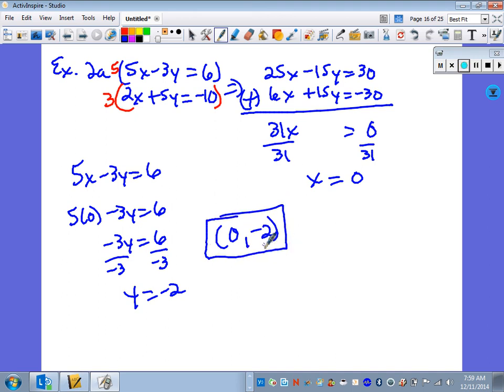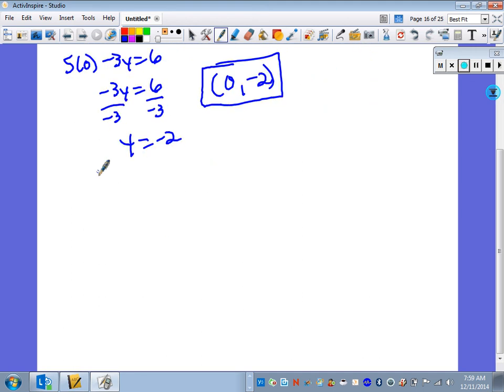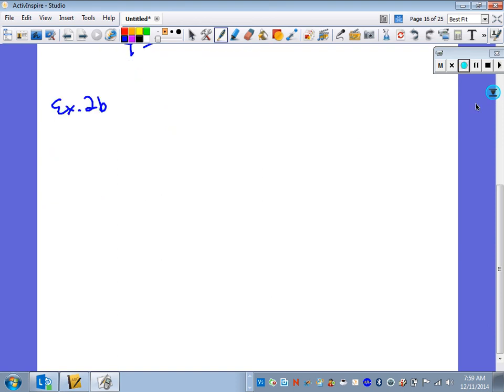Okay? Again, feel free to rewind, pause, whatever you need to do. Let's go down and let's do 2b. Okay, so example 2b, I'm going to go down a little more. Okay, and so this one's going to be 6a plus 2b equals 2. And then we're going to have 4a plus 3b equals 8. Okay, I probably would try to get rid of b because the numbers are smaller.